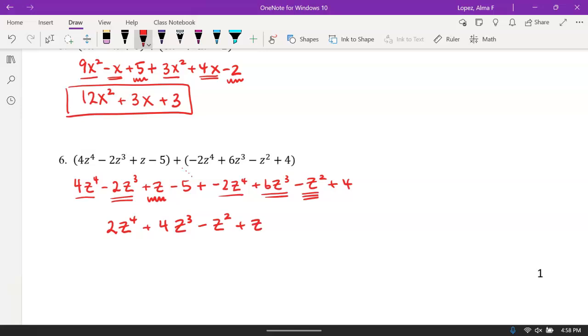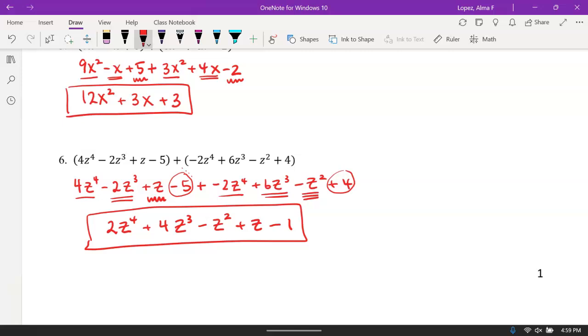And then finally, we've got a negative 5 and a positive 4. Those two constants need to be combined because they're like. Negative 5 plus 4 is negative 1. And that's it. Now this is called descending order or standard form for a polynomial. We've got the 4th degree terms first, 3rd degrees, 2nd degrees, 1st degree, and plain constant last.